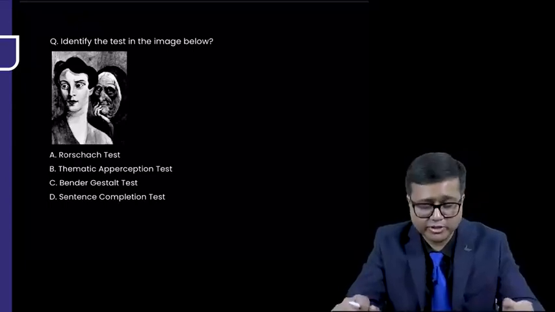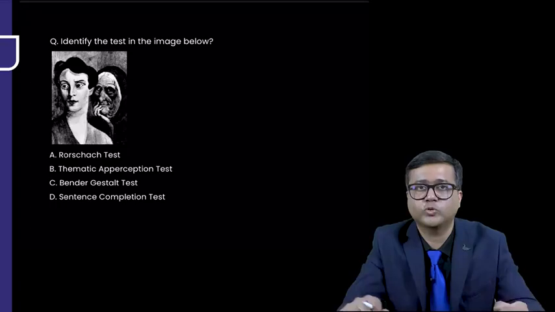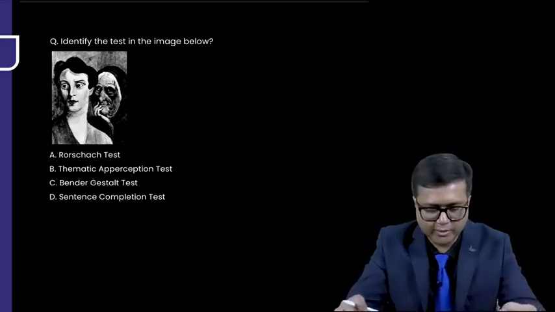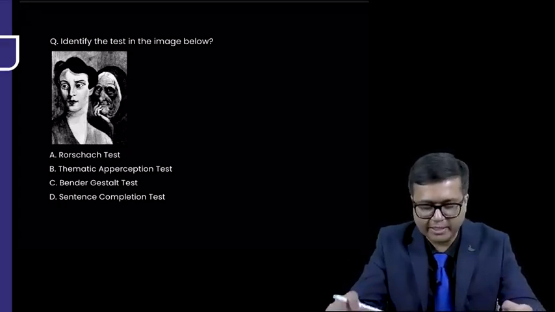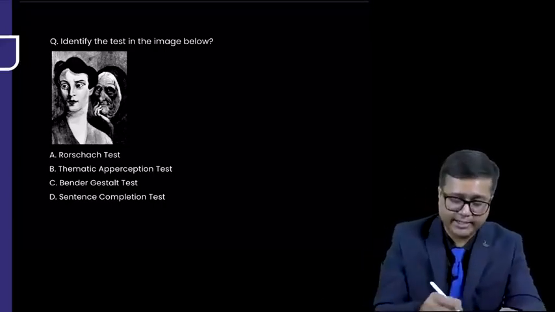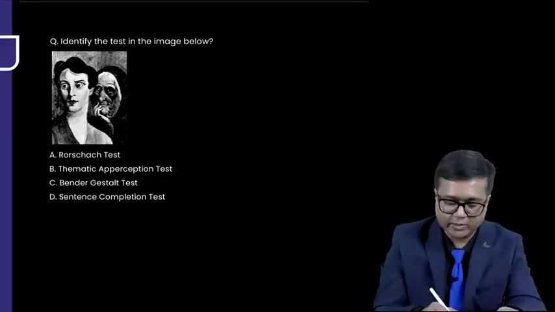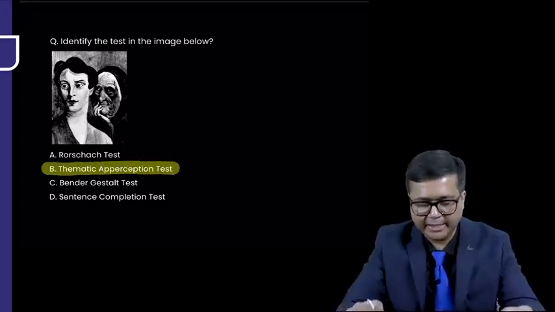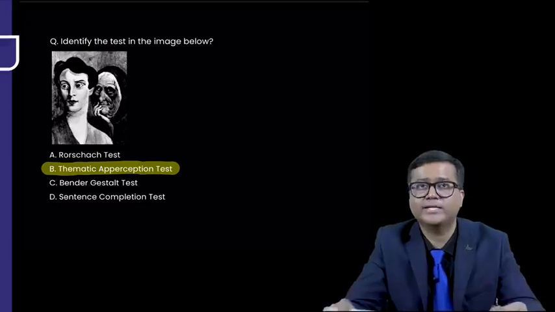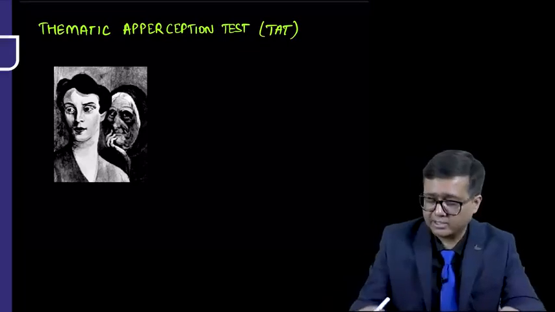Now the next question: identify the test in the image below. There is an image shown and you have to identify the test. The options are: A, Rorschach test; B, thematic apperception test; C, Bender Gestalt test; and D, sentence completion test. Again, it is one of the projective tests, and the image shown is part of option B, the thematic apperception test, or TAT.